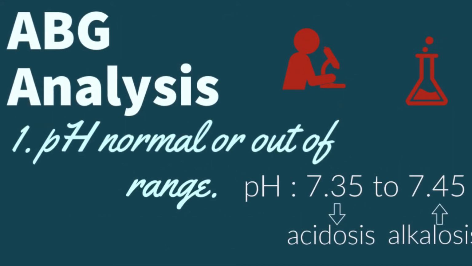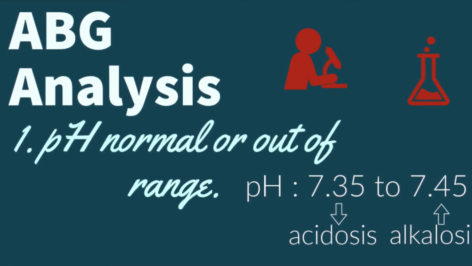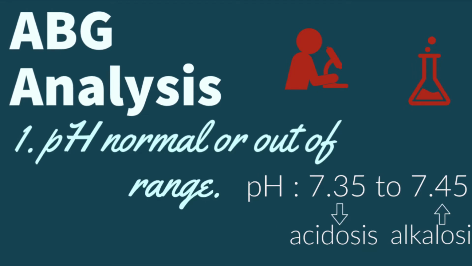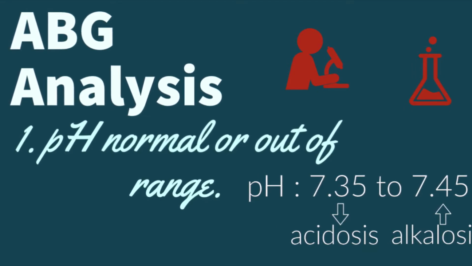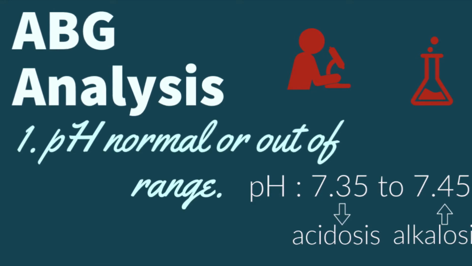ABG analysis. First we will check whether the pH is normal or out of range. The normal level of pH is 7.35 to 7.45. If the level is below that, then it is acidosis. If it is above 7.45, it is alkalosis.